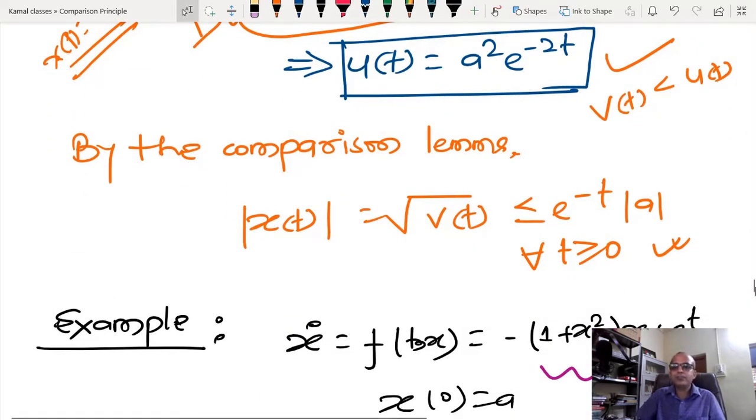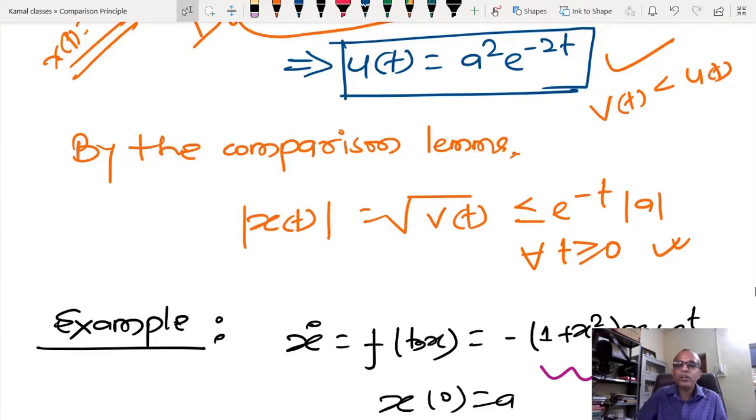Anyone has confusion? Vinay? Yes, sir. Are you able to understand these steps? Yes, sir. Okay. Or Iram? Baby Dana? Yes, sir. Are you able to understand the intermediate steps?